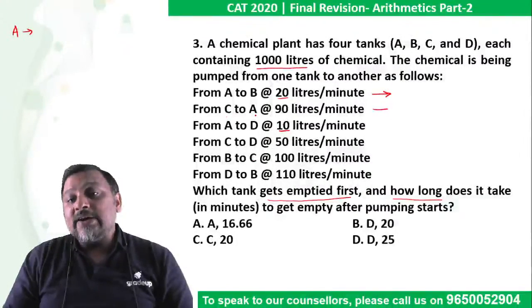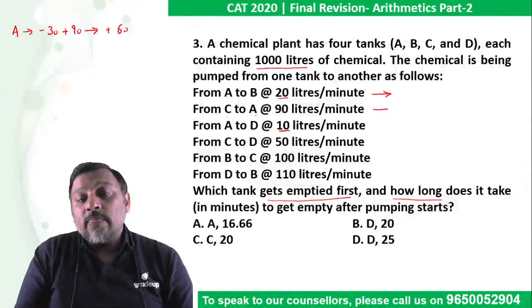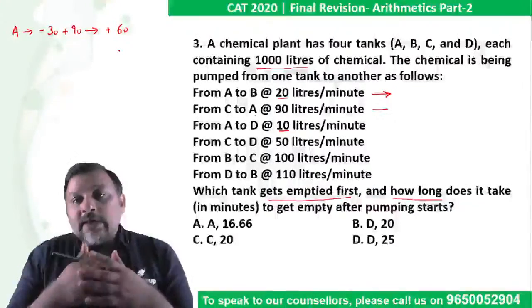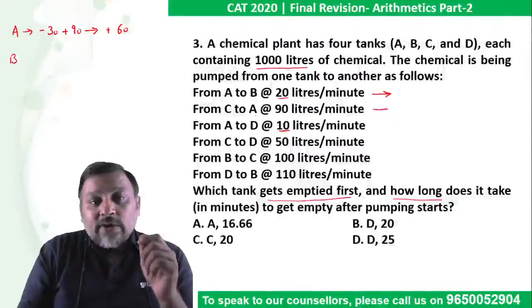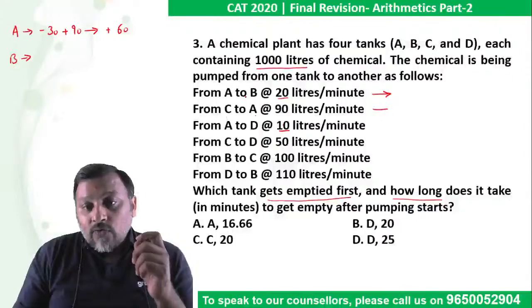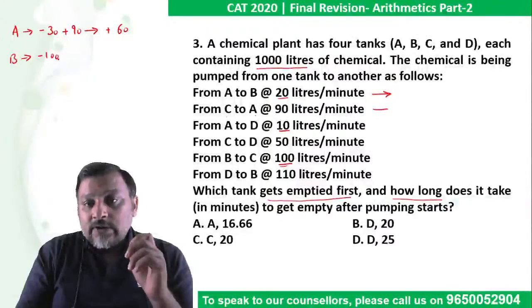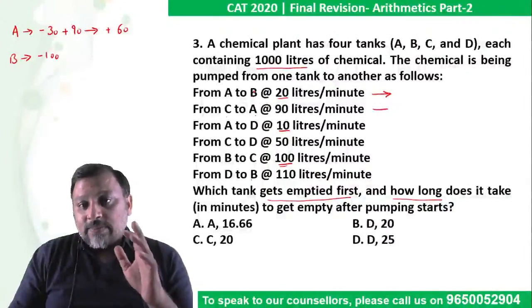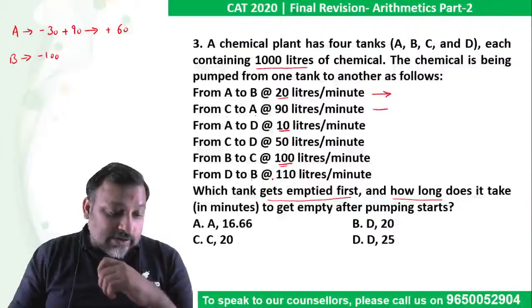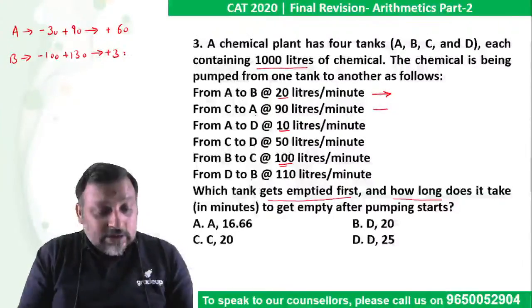C is supplying to A. So this is the net outflow and this is the net inflow, so the resultant is an inflow. Since there is an inflow to A, A will never get emptied. Similarly, if I look at B, the net outflow of B is 100. B is supplying to C, so net outflow is 100, and there are tank A and tank D which are supplying to B, that is 20 plus 110, so that is 130. So a resultant of 30.